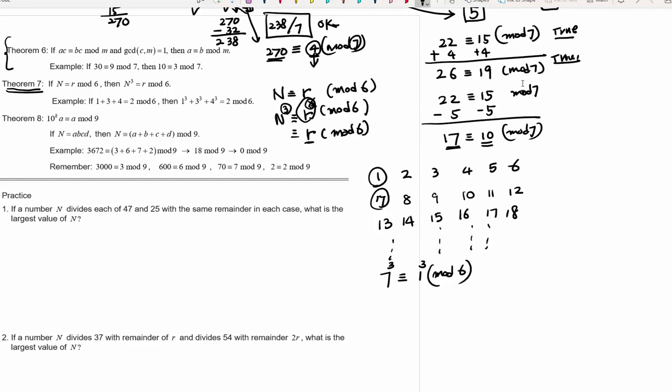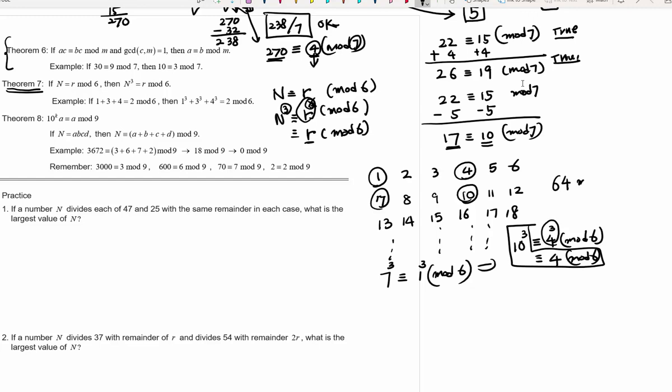So this is not good. I'm going to choose another one: 10 and 4, mod 6. Yes, they are in the same column. I make a cube over here, only cube. When you make a cube, by definition, 10 cubed should be equal to 4 mod 6, isn't it? That is our definition, right? So prove this one. 4 cubed is how much?